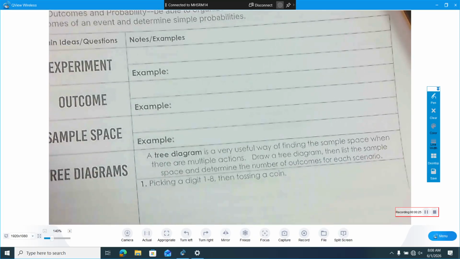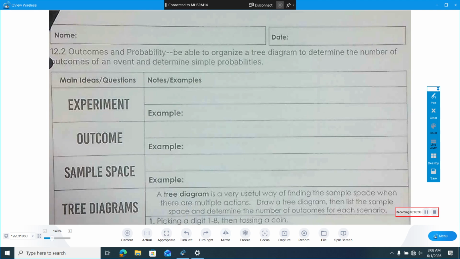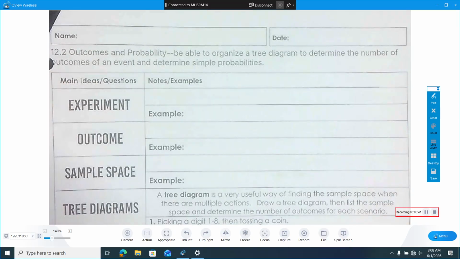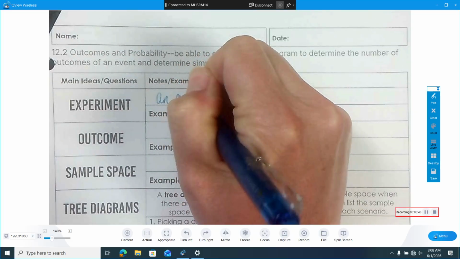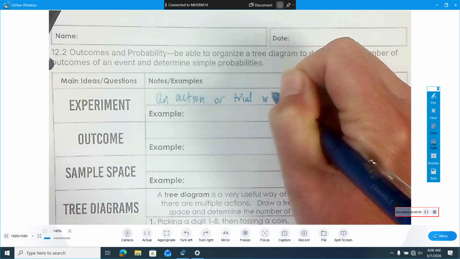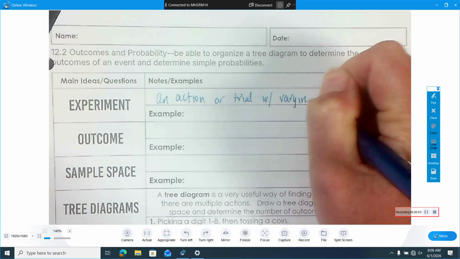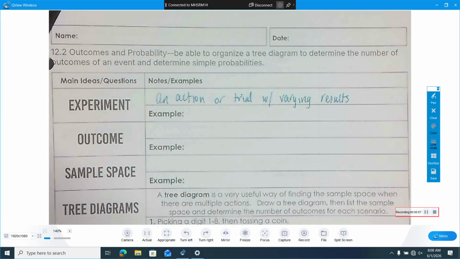All right, so we want to be able to organize a tree diagram. Tree diagrams are sort of the foundation of probability, and then figure out the possible outcomes of an event for simple probabilities. So when we talk about probability, there's usually some sort of experiment involved, and an experiment is an action or trial with varying results.